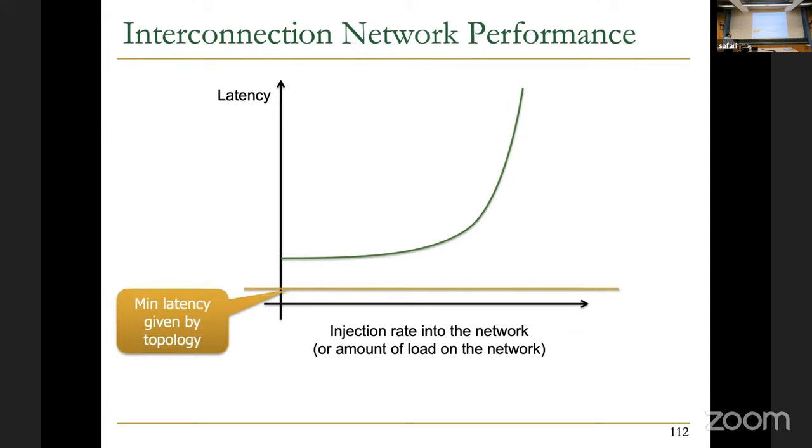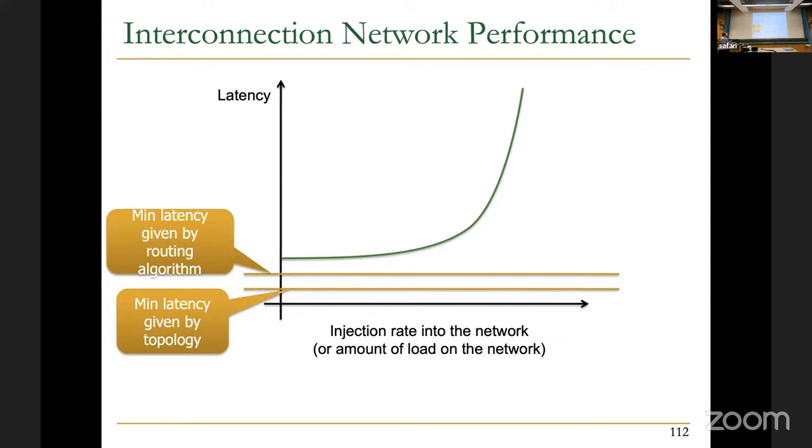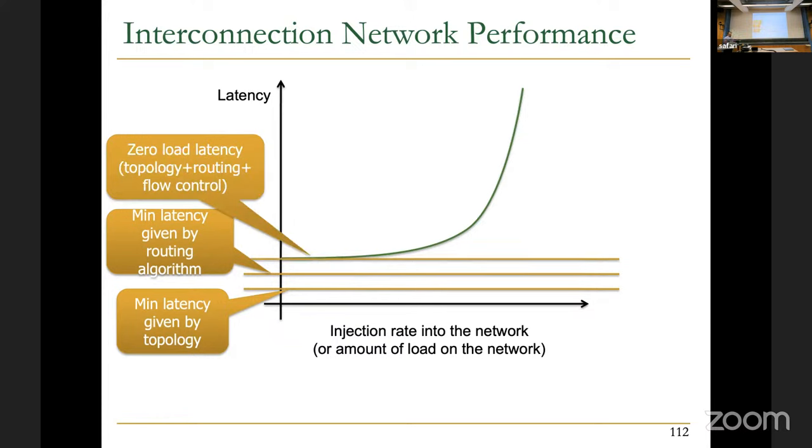So we have this minimum latency given by topology. Each topology has a minimum latency, like the number of hops. For example, as I said, a bus topology has only a single hop, but depending on the topology, you have a minimum number of hops. Depending on your routing algorithm, you also have a minimum latency given by the routing algorithm. And you have some latency from the combination of topology, routing, and flow control. This is considered the zero load latency: the minimum latency that we observe in the network even when there is no traffic. With zero load latency, we don't have the latency of queuing, and still our latency is not zero.